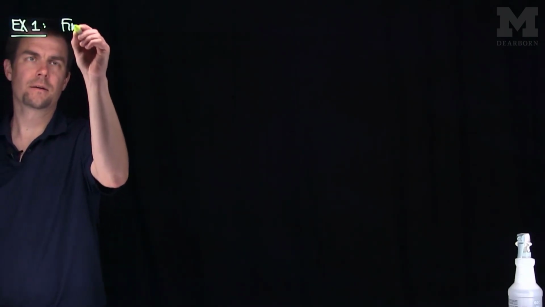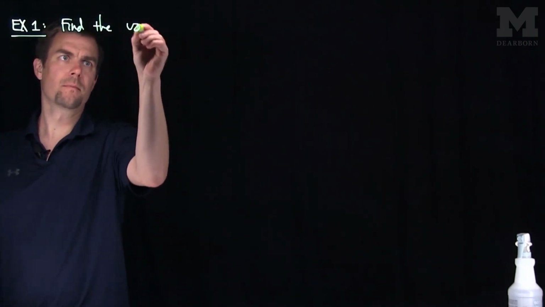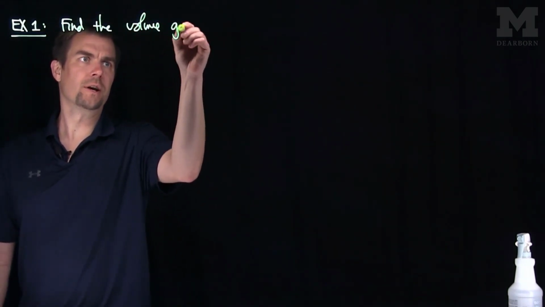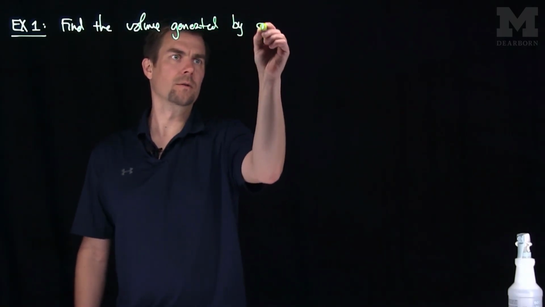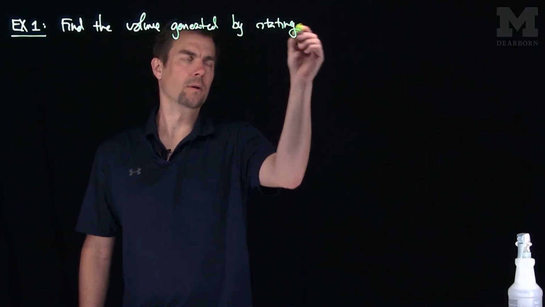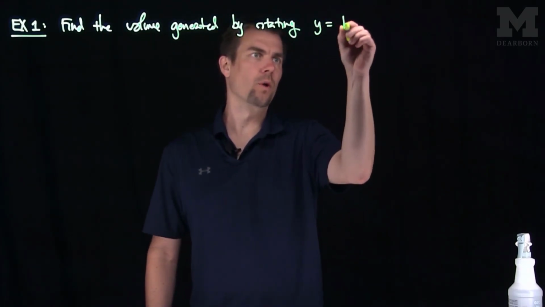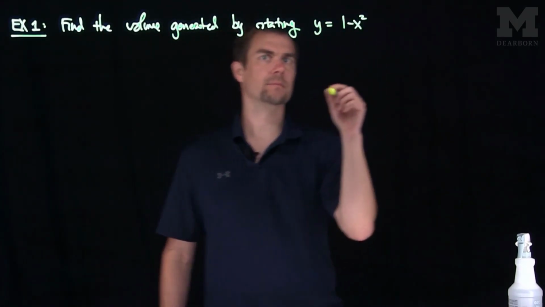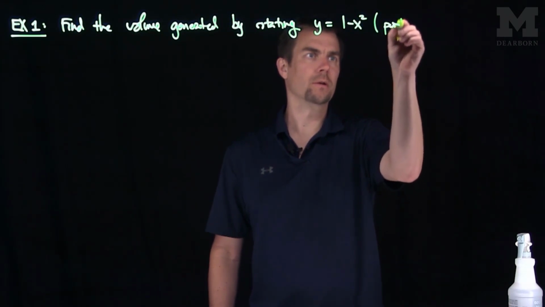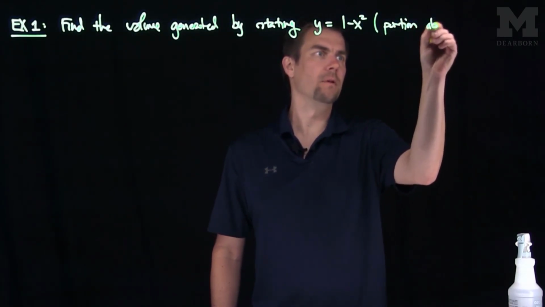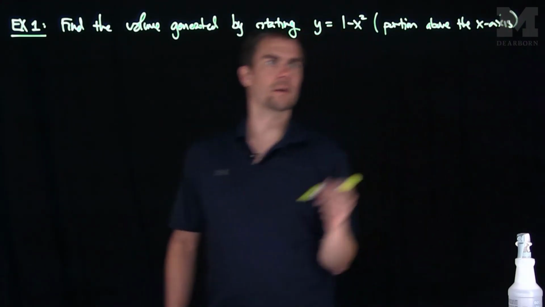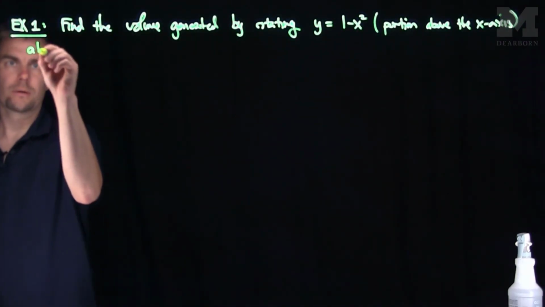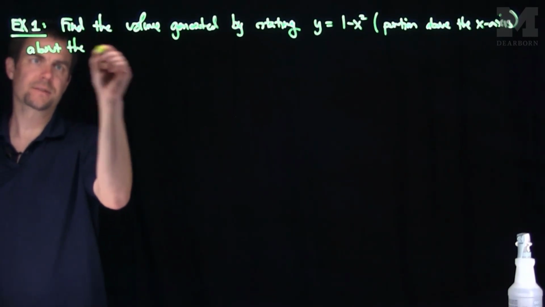Let's find the volume generated by rotating y equals 1 minus x squared, and let's say the portion above the x-axis, about the x-axis.